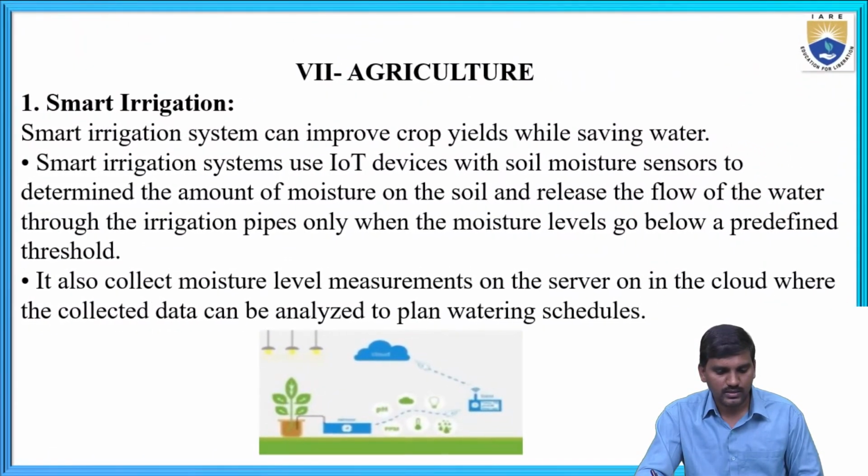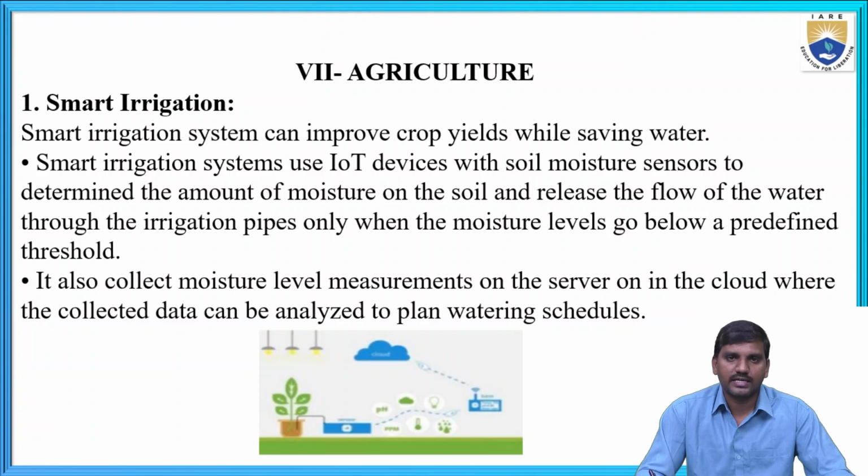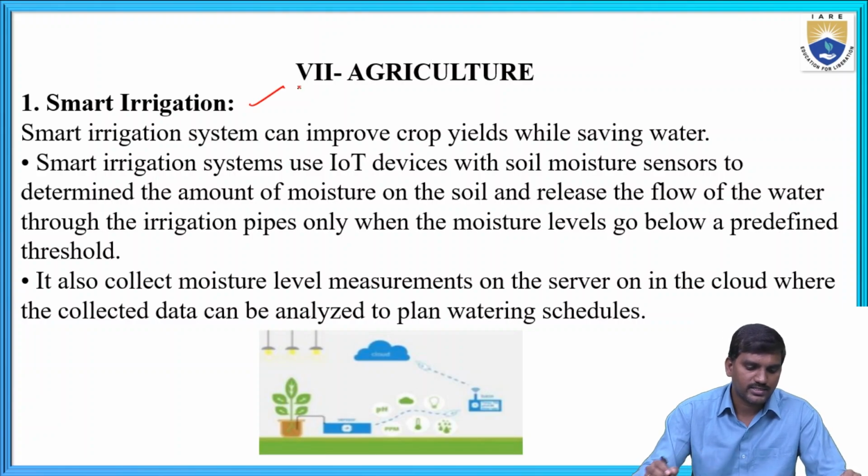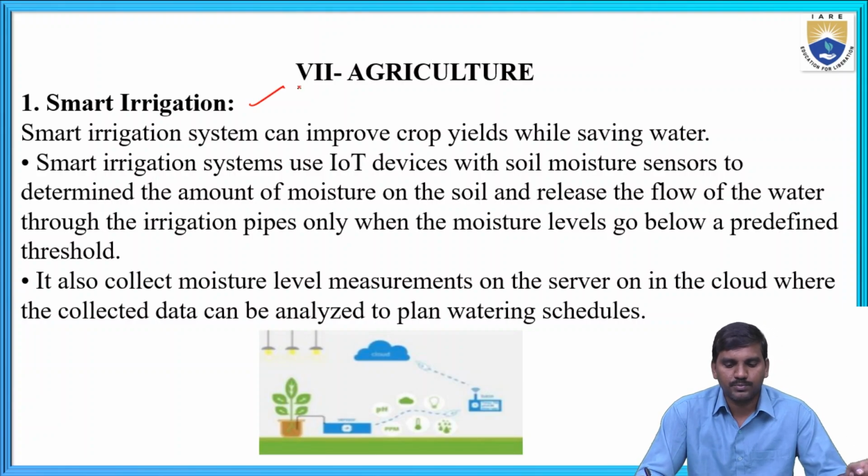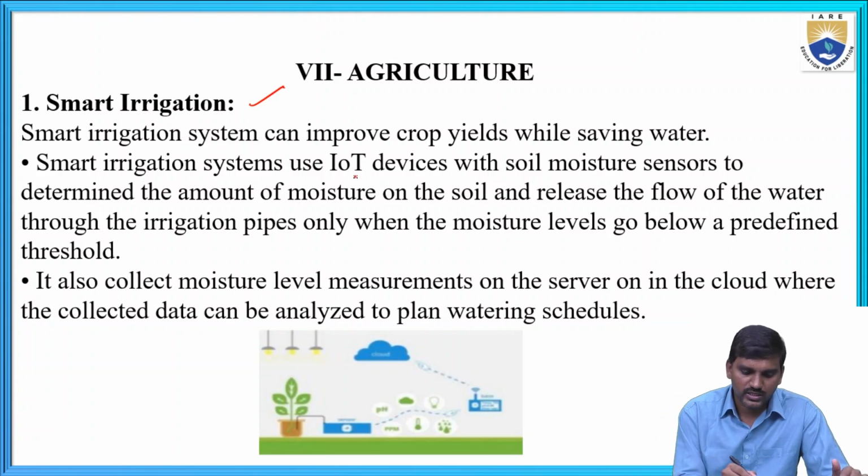The next one, the seventh one, agriculture. In agriculture, compulsorily we need to look at the irrigation system. The first one is irrigation system only, smart irrigation. Smart irrigation system can improve crop yields while saving water. Smart irrigation system can use IoT devices with a soil moisture sensor first.